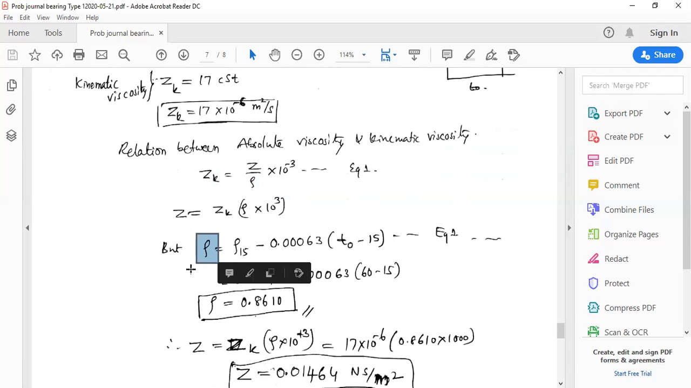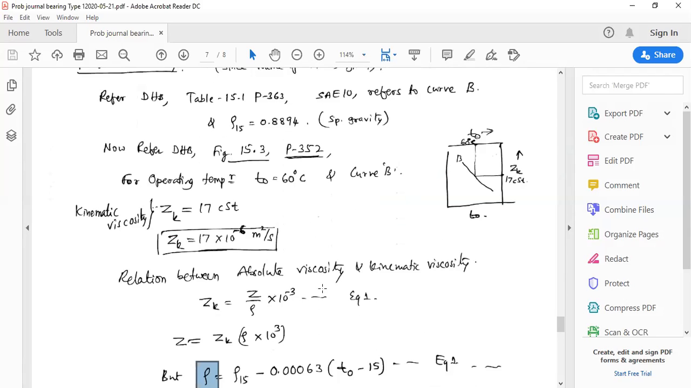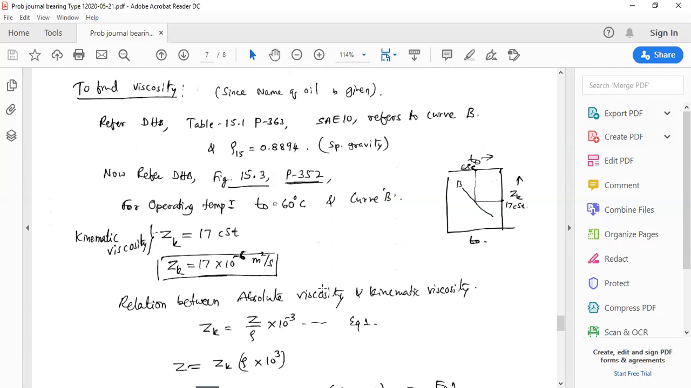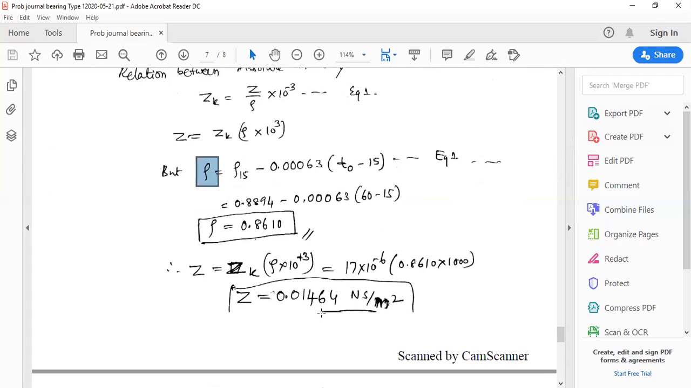And rho is the specific gravity at 60 degrees centigrade, the operating temperature that is given here. This is the equation which is there in the data handbook, available on page number 352. So the specific gravity at 60 degrees operating temperature is what we have to calculate.